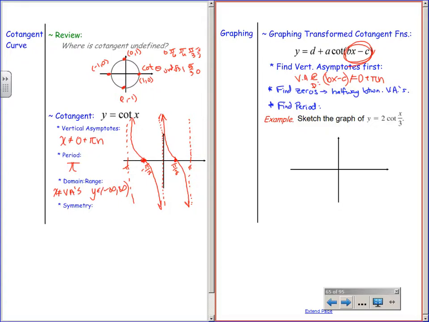To find the zeros, go halfway between the vertical asymptotes, or you could do what we did with tangent and just take the inside and say, hey, you're going to be pi over 2 plus pi n. Because remember, they switch places. The period, you're just going to set that guy equal to pi, like we did for tangent. So super similar, just the vertical asymptotes are now at the zeros and the period apart. And the zeros are not at the pi over 2s. They just switch places.